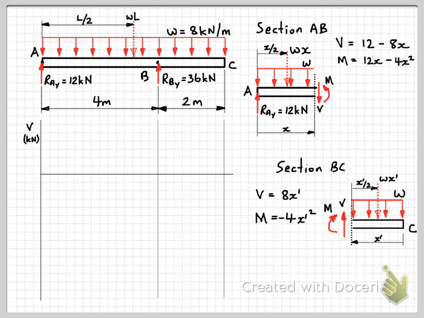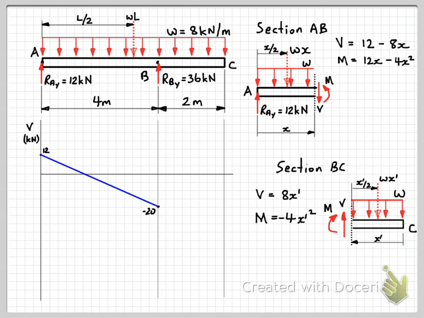So at x equals 0, we had the shear force equal to 12, so we can plot that. At x equals 4 at point B, we had the shear force equal to minus 20 kilonewtons, so plot that down there. We can see that this is an equation in just x to the power 1, so a linear equation, so that will be a straight line between those 2 points.